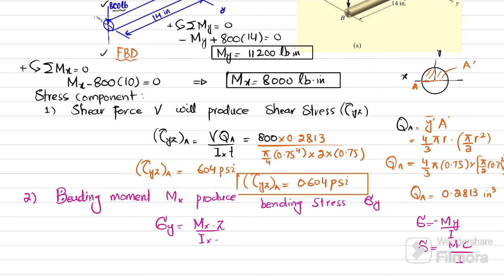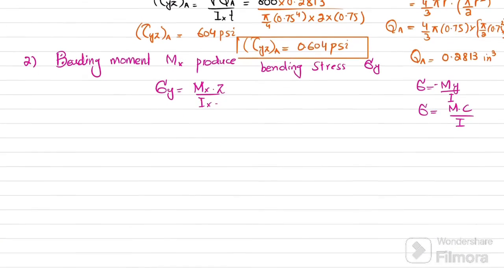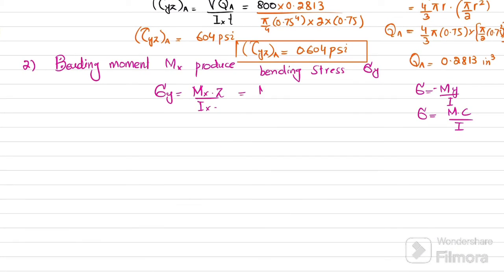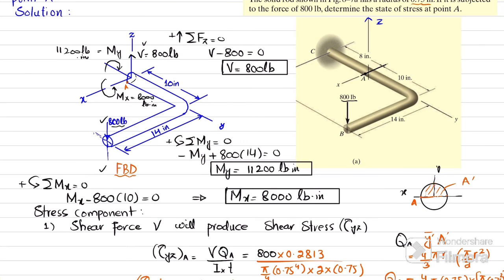Since we are finding the stress at point A, you can see point A is this one. So y is the distance from the neutral axis till top or bottom. Here this z value will be equal to 0 because point A lies on the neutral axis. So if you put z equal to 0, Mx multiplied by 0 divided by I will give you 0 bending stress at point A. If you want to find the bending stress at top and bottom, it will not be 0, it will have the maximum value, and there will be a positive or negative value over there.